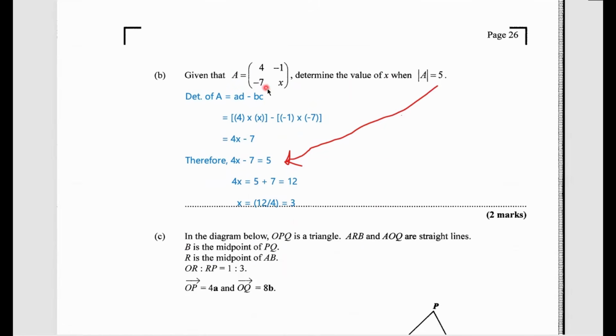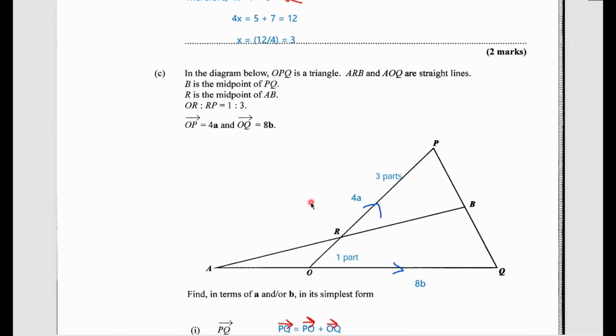So given A is 4, minus 1, minus 7, x, determine the value of x if the determinant of A is 5. We all know determinant is AD minus BC, and that'll be what? 4 by x minus 1 by minus 7, which will give me 4x plus 7. Okay, A by D minus B by C. It says equal to what? 5. Carry my 7 across, it becomes minus 7. You get 4x is equal to 12. And then you divide by 4, you get 3. Done with our matrix question.